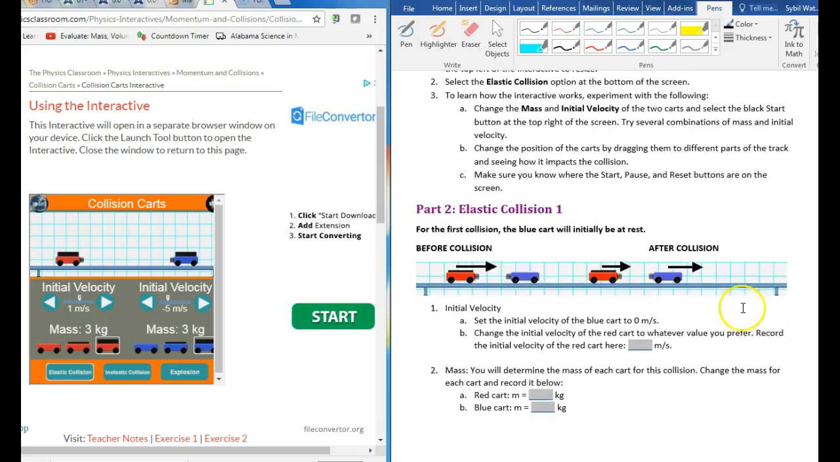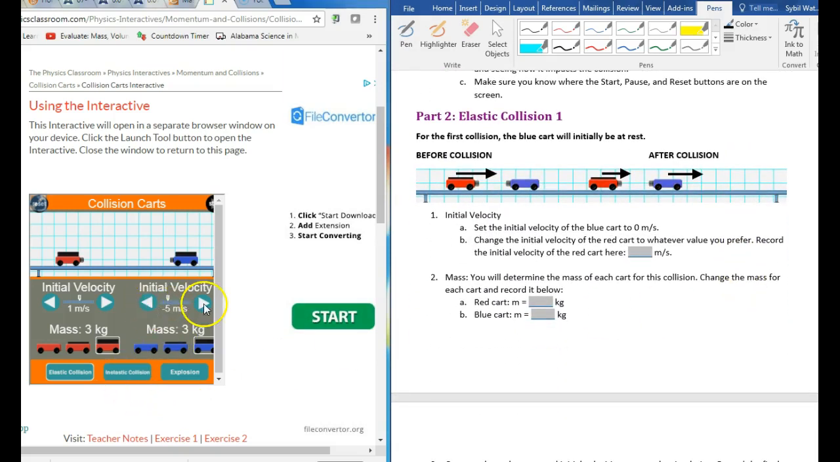So if we scroll down, the first thing that we need to do is set the velocity of the blue car to 0. So we don't want the blue car moving at all at first, and that's exactly what you see in the image there. And then we're going to set the red car to whatever you prefer. So you're going to pick a velocity for the red car, whatever you want it to be, right? If you'll notice in the picture, they have it moving to the right. So I would suggest that you choose a positive velocity to match what's going on here. Whatever velocity you pick, you're going to record it right there. Then you're going to determine the mass of each car. It doesn't say what the mass should be, so you can just choose and record what masses you chose for each one. Alright, so far so good.